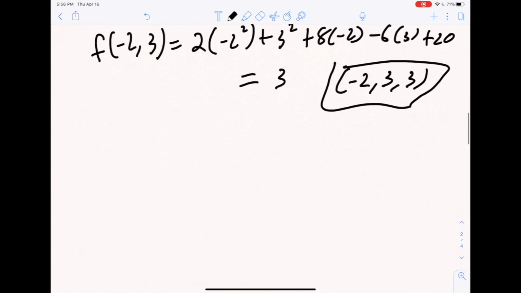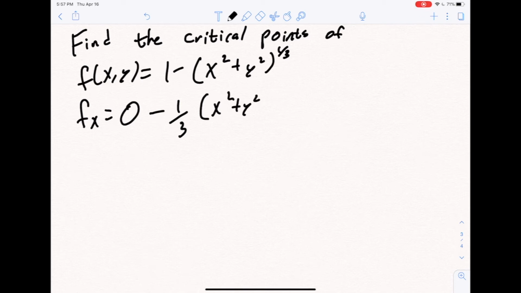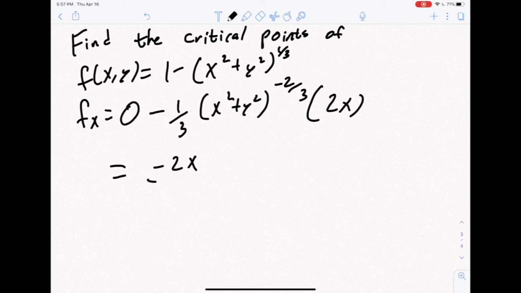All right, let's take a look at one more example. We want to find the critical points of f of x comma y equals 1 minus (x squared plus y squared) to the 1/3 power. So like last time, the first thing we need to do is calculate fx. The derivative of 1 is 0, minus, and here we have to use the chain rule. We get 1 over 3 times (x squared plus y squared) to the minus 2/3 times 2x, which simplifies down to minus 2x over 3 times (x squared plus y squared) to the 2/3.